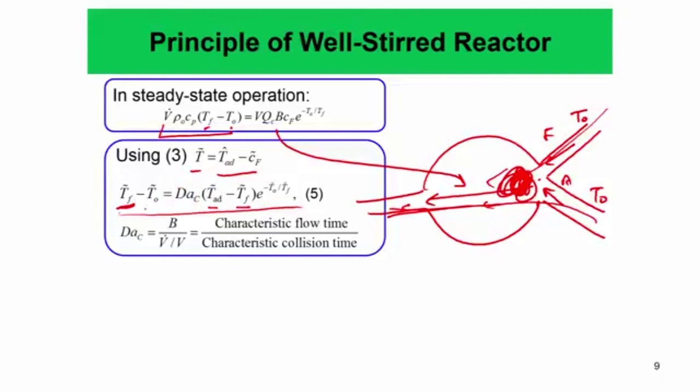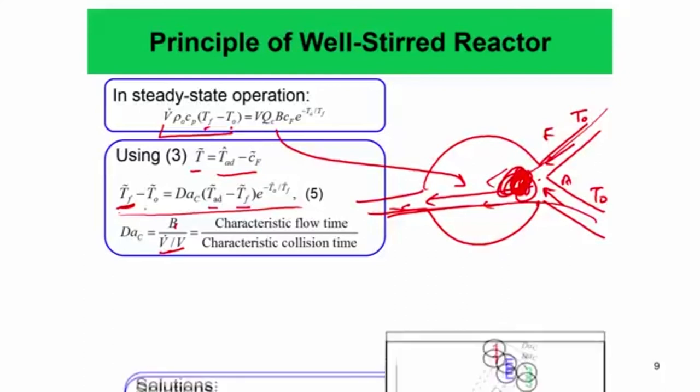which is essentially this B, the characteristic collision time divided by V dot by V. This is the inverse of the characteristic collision time, and this V dot by V is the inverse of the characteristic flow time. So the collisional Damkohler number, DaC, is the characteristic flow time divided by the characteristic collision time. This is the ratio that we get.